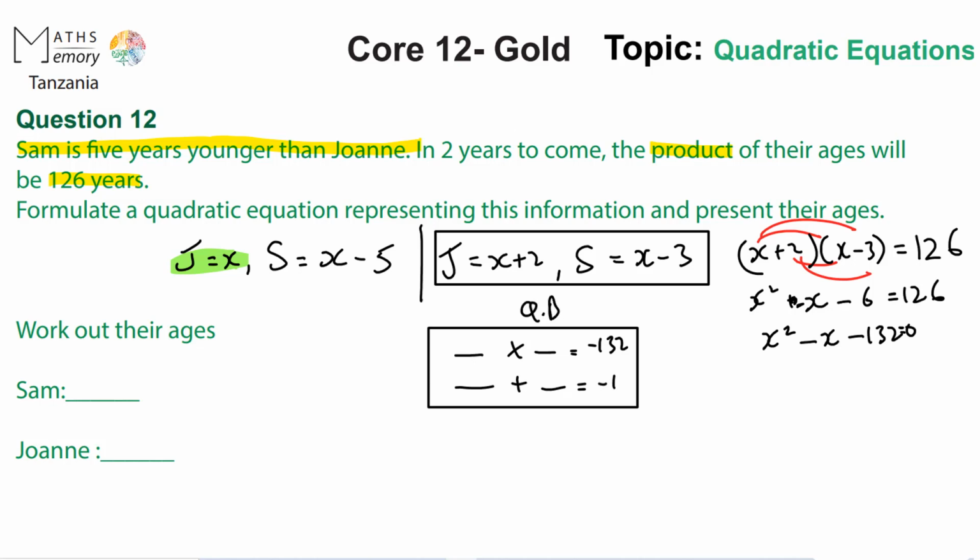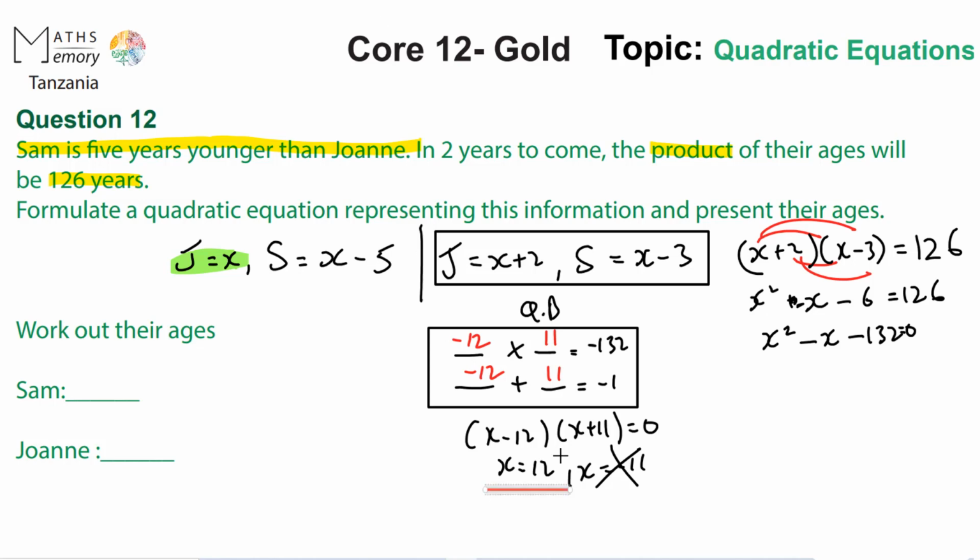If you fiddle around with these numbers, we should get these two numbers over here. We should get minus 12 and 11. So if you do this on the quad box, we're going to get x minus 12, x plus 11 equals 0. So therefore x is equal to 12 or x equal to minus 11. This doesn't make sense over here, so the final answer will definitely be x equals 12.